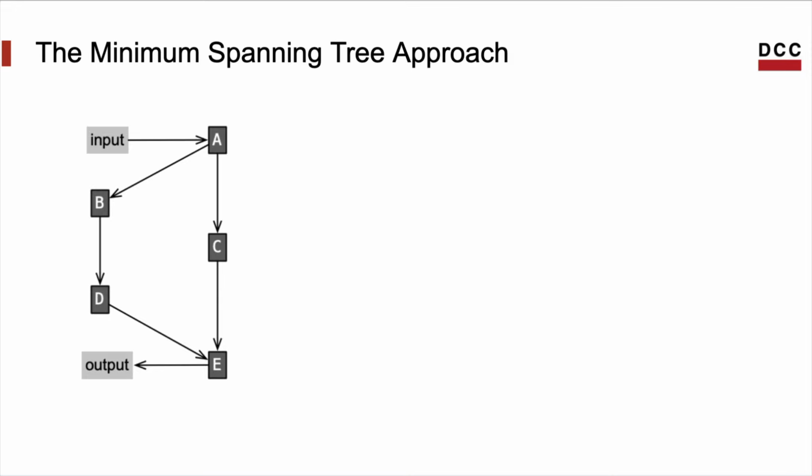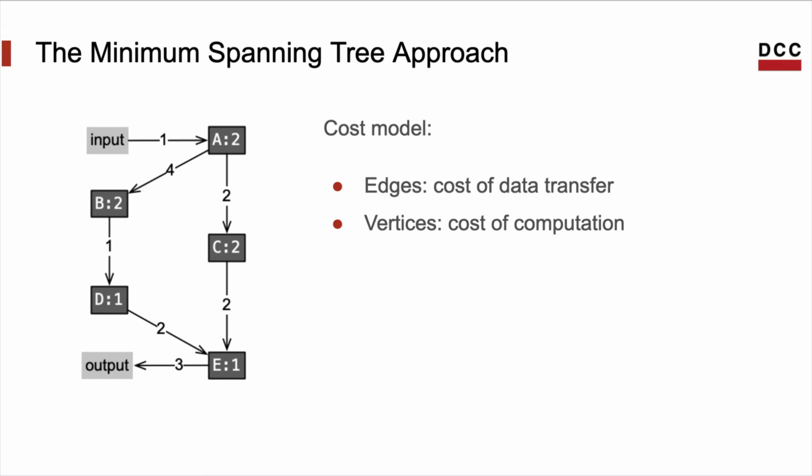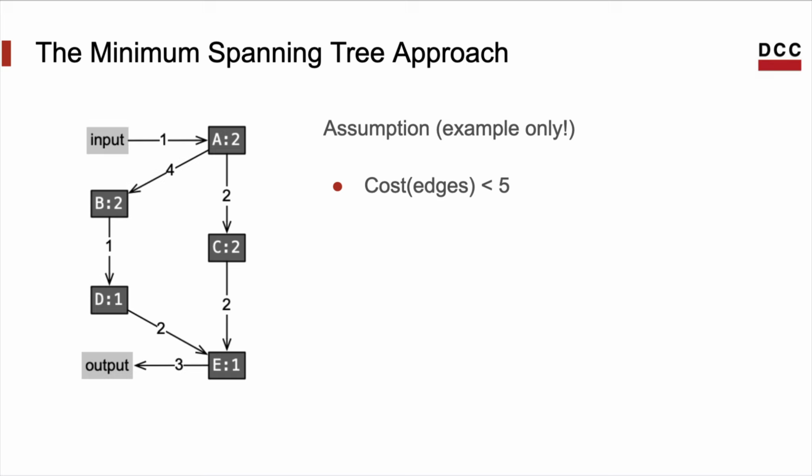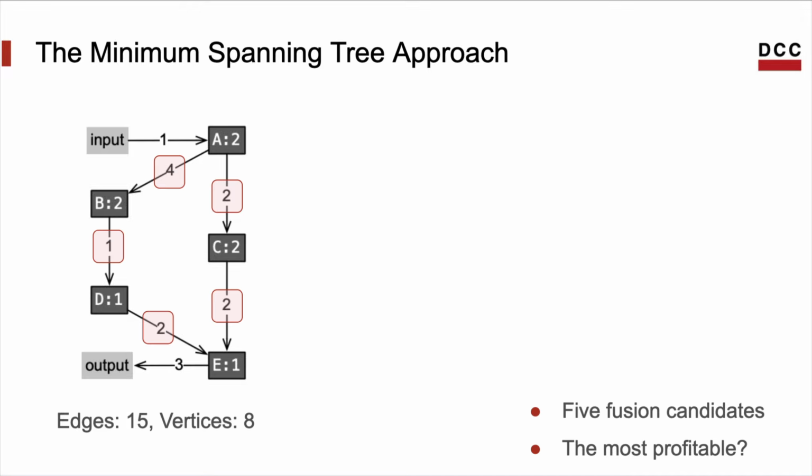Imagine a computational graph with 5 kernels, here A, B, C, D, and E. Assume also a cost model that assigns cost to running the kernels. This is the cost of the vertices, and it assigns costs to transferring data. This is the cost associated with the edges. So let's assume that we can fuse kernels as long as the cost of the edges that come out is no greater than 5, for instance. That's just an example. So we have initially 5 fusion candidates, which we sort by costs.